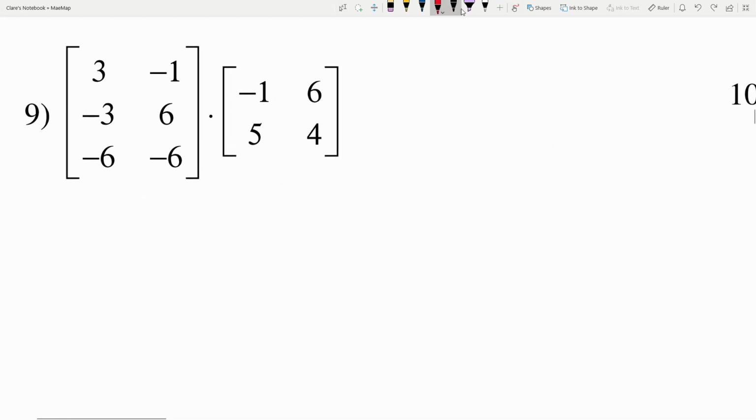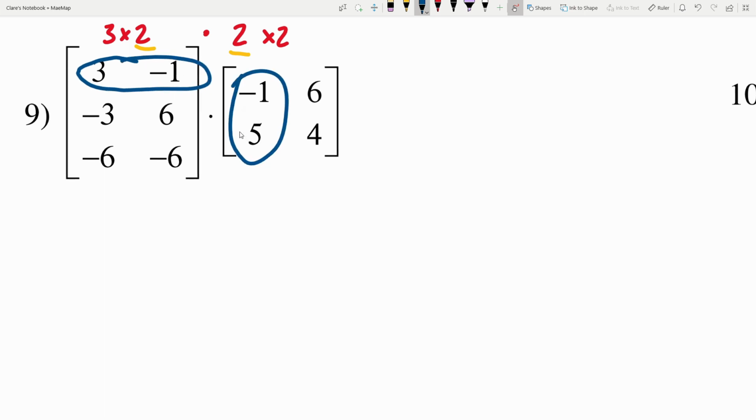So in number 9, can I multiply? Yes, because I have a 3 by 2 multiplied by a 2 by 2. The 2's match. So my result is going to be a 3 by 2. Now, in order to save a little bit of time on this video, feel free to continue writing out each of the steps. But I'm going to start doing the dot product in my head partially.